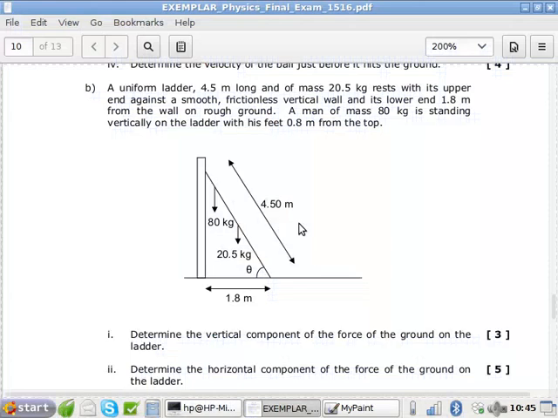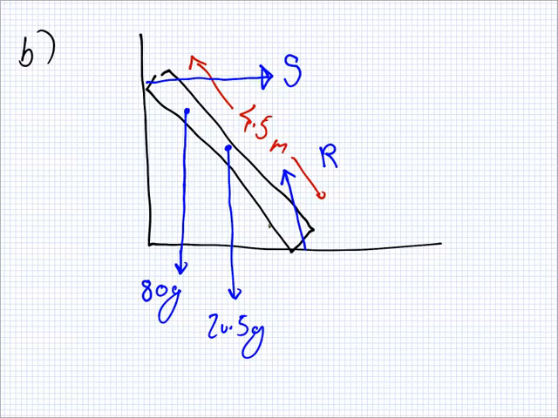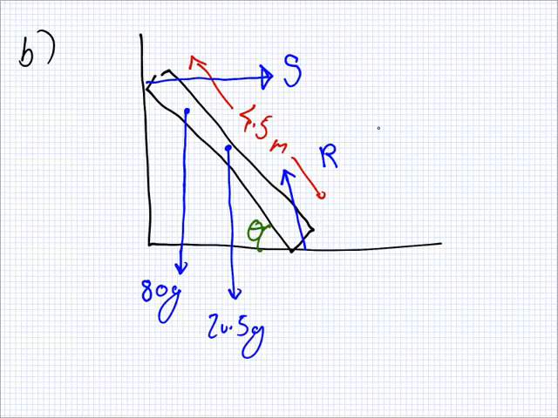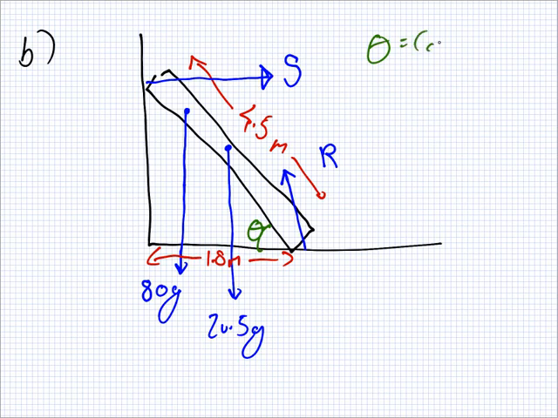Now, we don't know the angle of this force, but we can find the angle of the ladder, because we know that it's 1.8 here and 4.5 there. So not tan, I don't think. Cos. We'll get there eventually. Theta is cos inverse 1.8 over 4.5, which is 66.42.